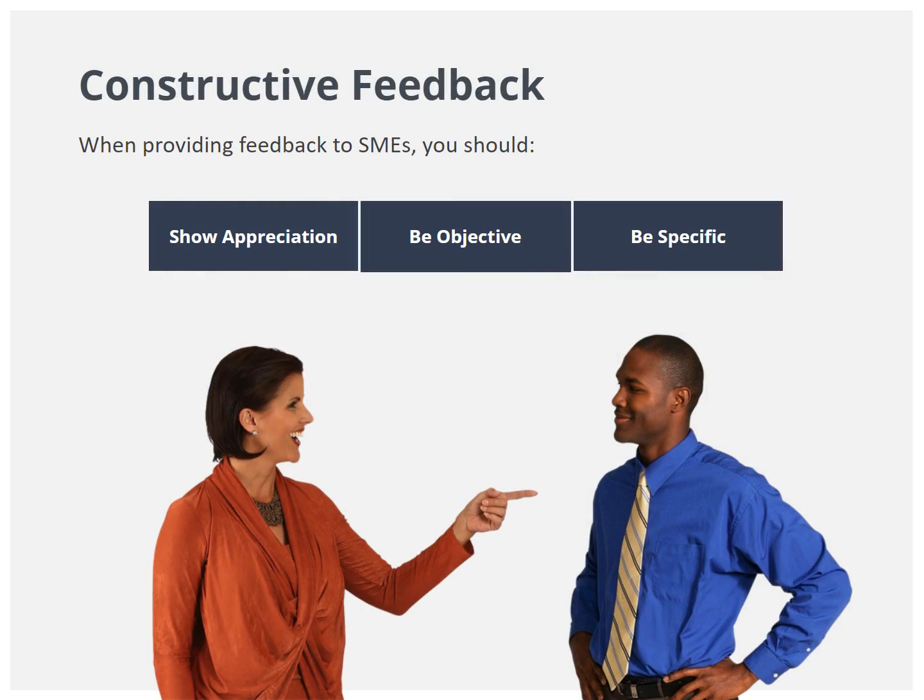When providing feedback to SMEs, you should show appreciation by recognizing the SME's time, work, and effort. Be objective and avoid vague, subjective words such as bad, confusing, unclear, etc. Provide factual feedback that helps SMEs to revise the specific content area. Be specific and highlight only the areas that need revision and provide sufficient information for the SME to make changes. Effective feedback improves course quality and the collaborative relationship between the ID and the SMEs. You must be mindful of providing the feedback respectfully to be accepted and valued by the SMEs.